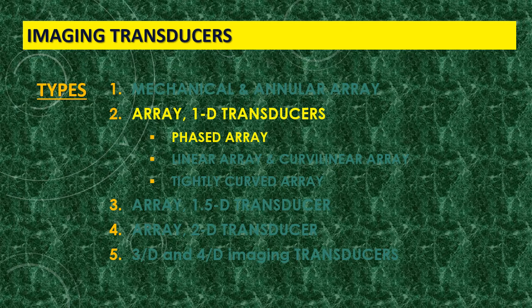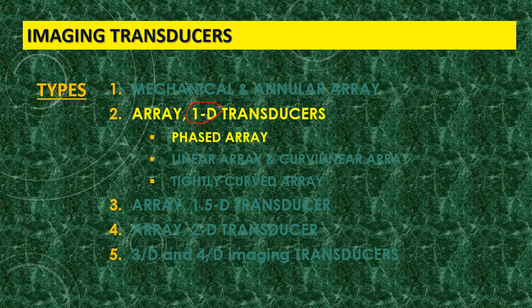So now we come to the array 1D transducers. Before we start, let's have a few words about this expression 1D. 1D is something that is sometimes confusing to many of the students. What is this 1D? 1D means that there is one direction of cutting of the PZTs.